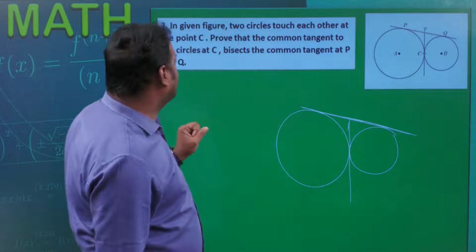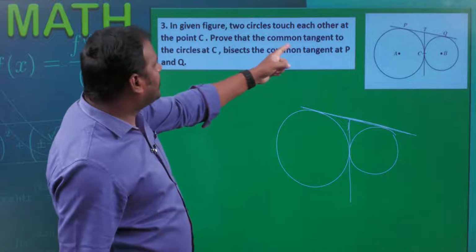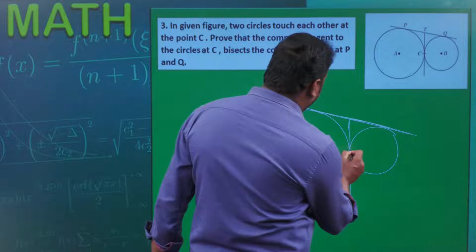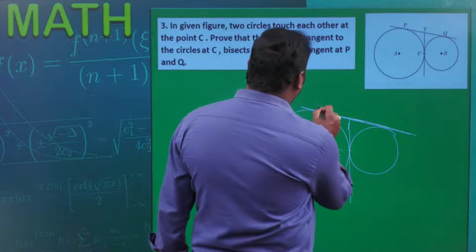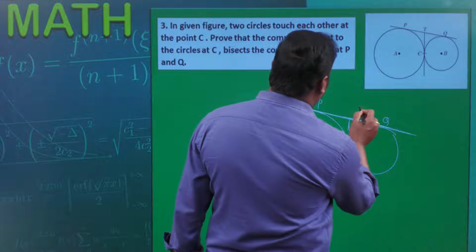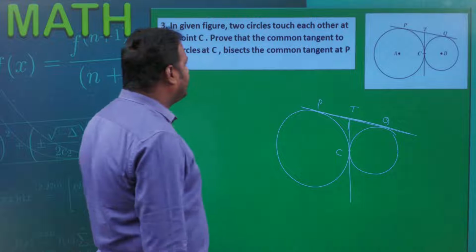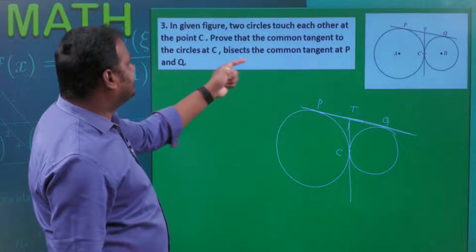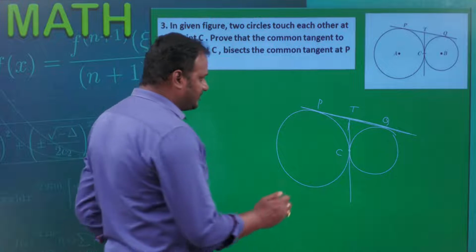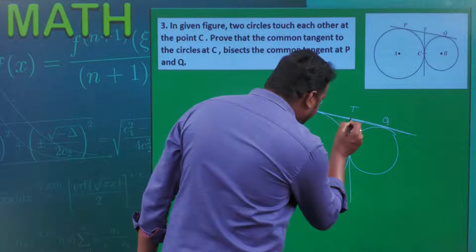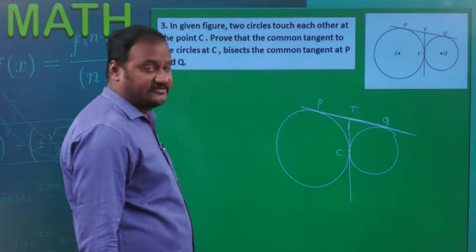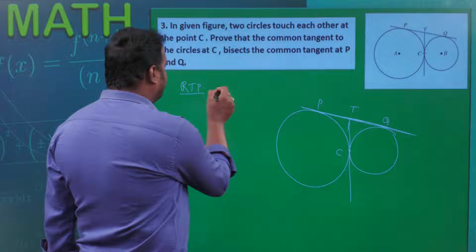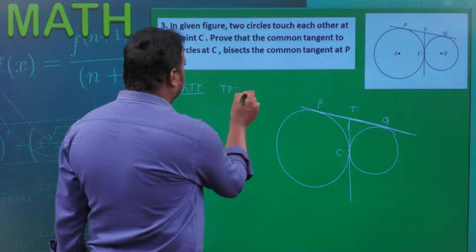Okay. Now here the problem is, prove that the common tangent to the circles at C, where is that C? This is C. Okay. And this is the common tangent PQ, and this point is given T. So now you will have to prove that the common tangent at C bisects the common tangent PQ. What do you mean by that? You need to prove that PT is equal to TQ. That is your RTP. RTP is TP is equal to TQ.